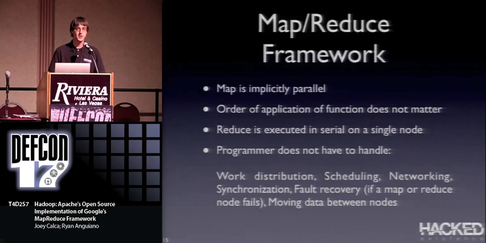Reduce is executed in serial on a single node because you're computing across the entire data set, whereas map is just computing on pieces of the entire data set. And Hadoop takes care of all that huge list of stuff at the bottom, so you don't have to worry about any of that stuff, which is really nice.